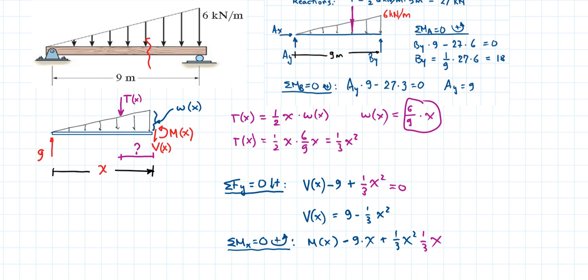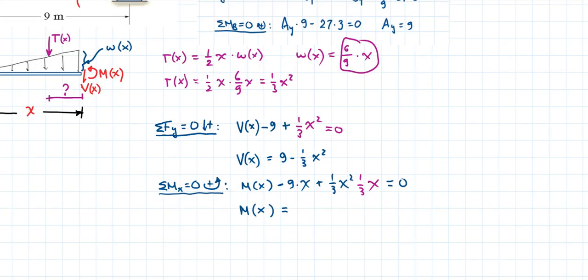So let's make this a little prettier. Equals to 0, right? No more forces. Equals to 0. So this goes positive to the other side, 9x. And this goes negative, 1/9 x cubed. I think that's what it is. Okay? That's the equation. All right.